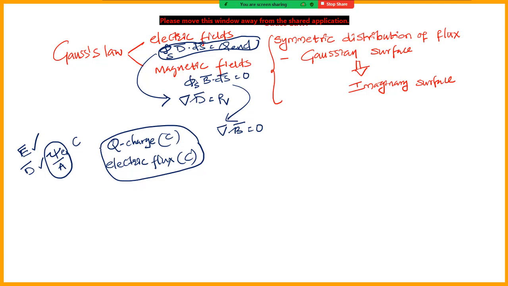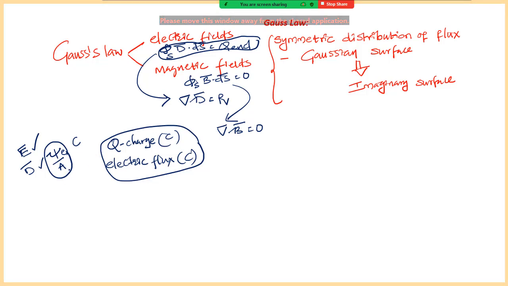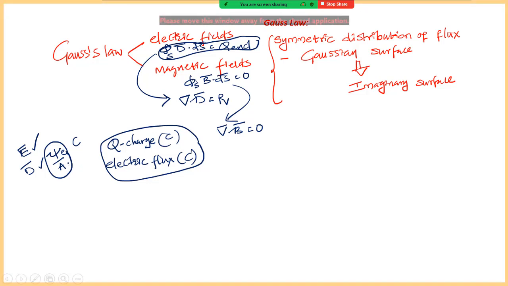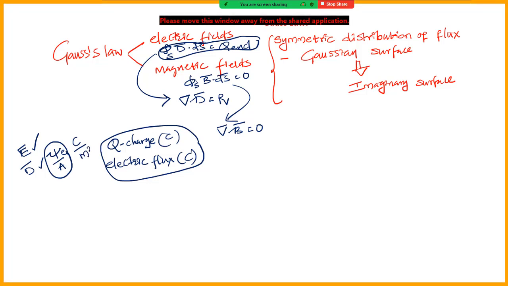So how much amount of electric flux is passing through a surface? That is defined with respect to this particular electric flux density. Electric flux density means electric flux per unit area: how much amount of electric flux is passing is given by electric flux density. So coulombs per meter square are the units of D bar.